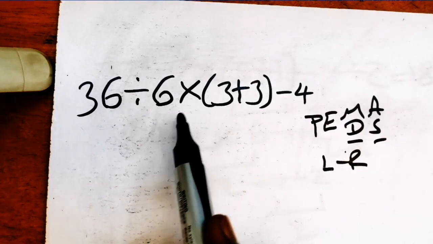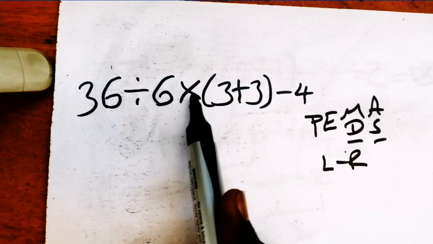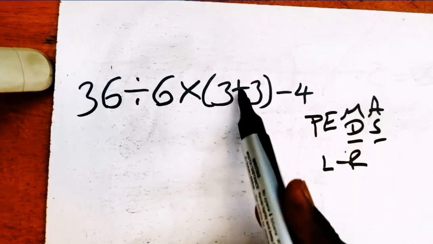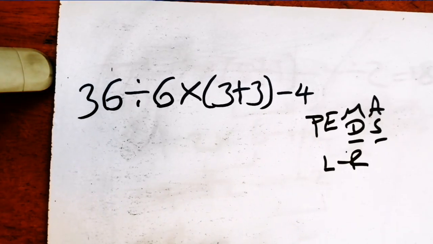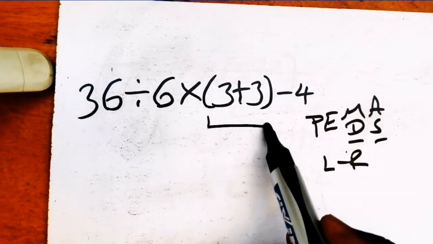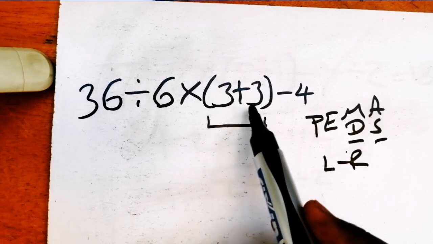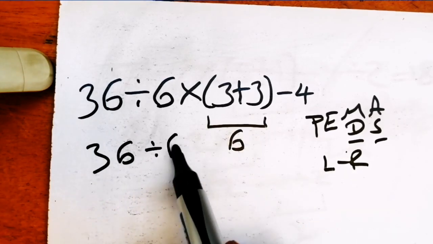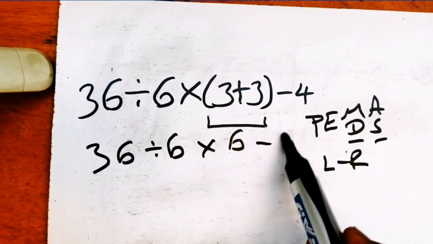Therefore, in this expression, there is one division, one multiplication, one parenthesis, and one subtraction. Inside the parenthesis, there is one addition. According to PEMDAS, first we have to do this parenthesis. Inside the parenthesis, 3 plus 3 equals 6. Then 36 divided by 6 times 6, then minus 4.